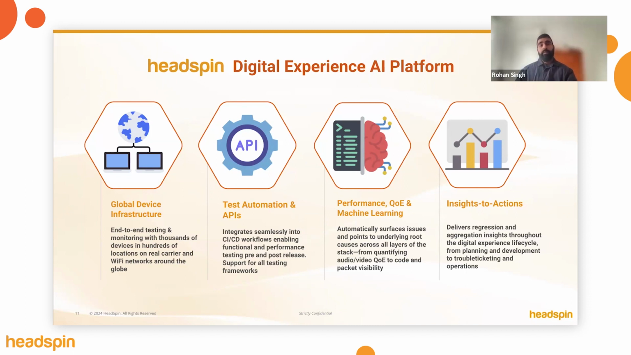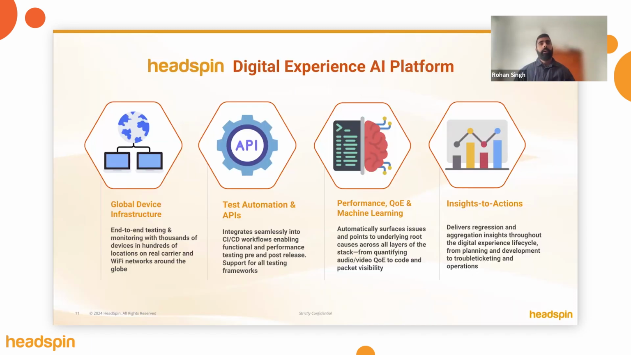Then HeadSpin has our proprietary performance, QE, and machine learning products that capture all the video and network data and basically use our advanced analytics to tell you how the app performed and how to make it better. And finally, we have insights to actions, where we can take thousands of tests and find regressions in the test performance and basically pull out to the developer where their deficiencies were and how they can improve them. A lot of our customers might find that during certain hours of the day or different models or in different countries, they have a better or worse performance, and we can show them that and also explain how to fix it.